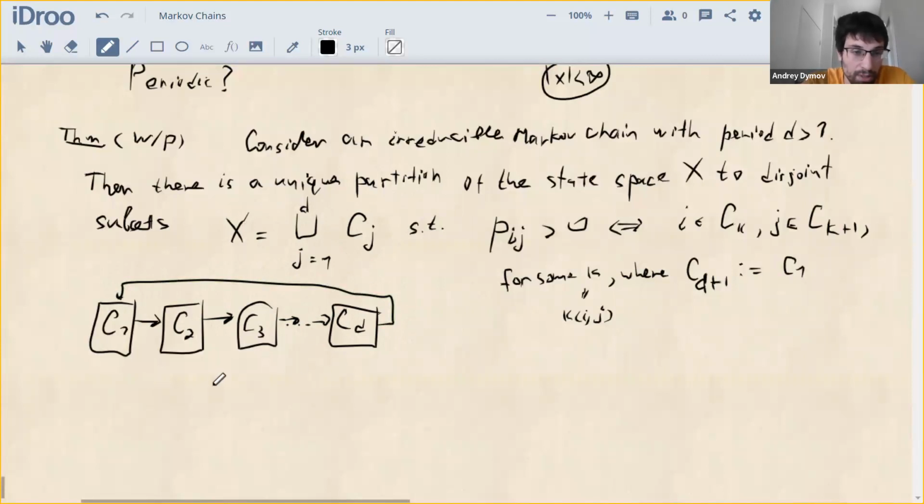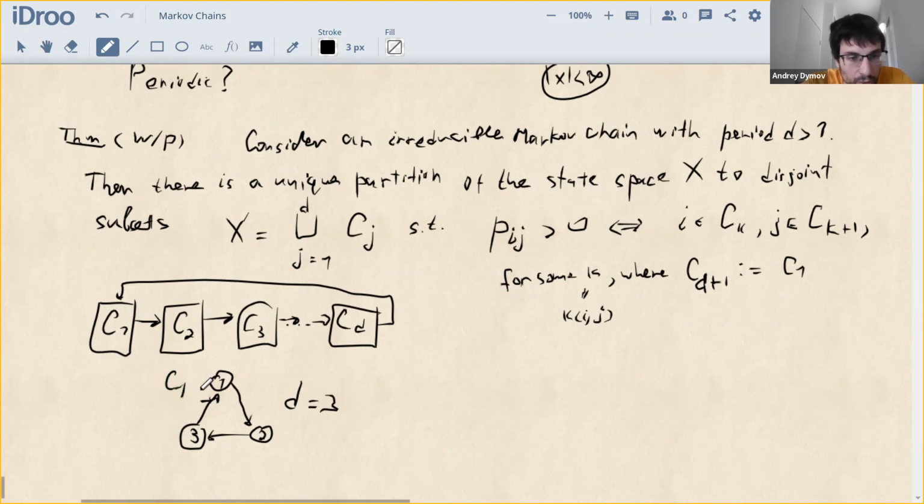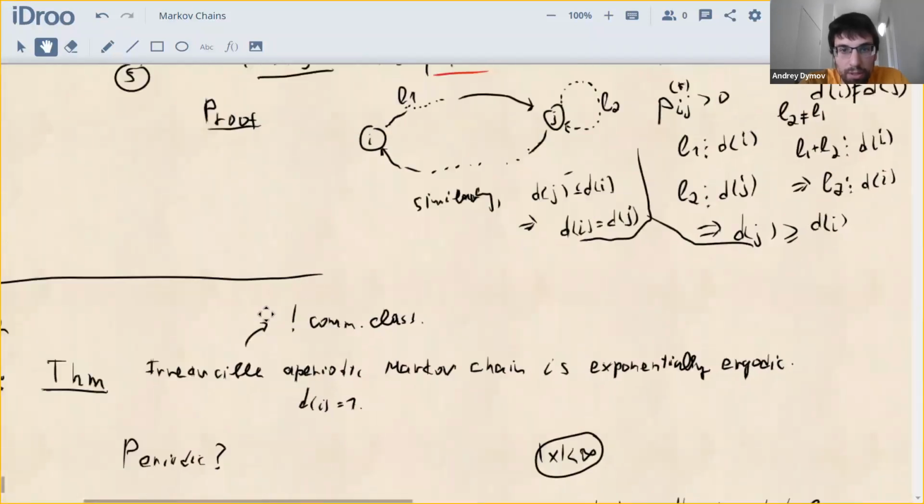So let's consider some examples. The simplest example is when you have, say, 3 states, and you have a chain like that. So what is the period of the states? The period of the states here is 3, right? And each class C1, C2, C3 will consist of only one state.